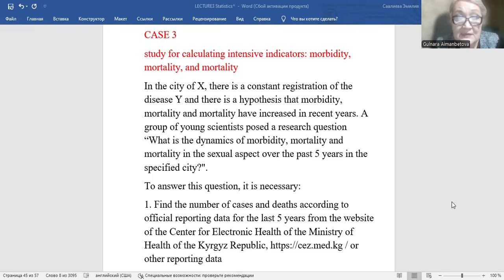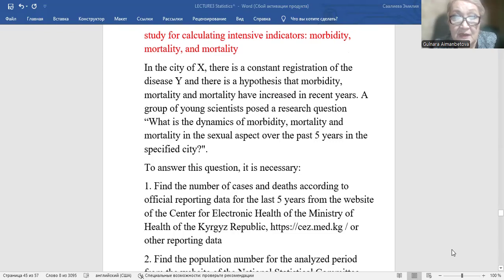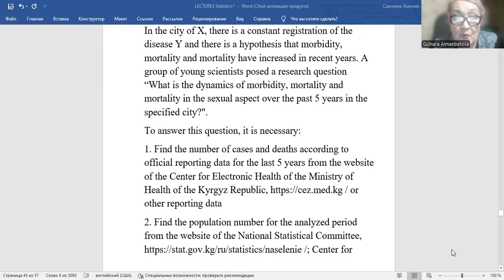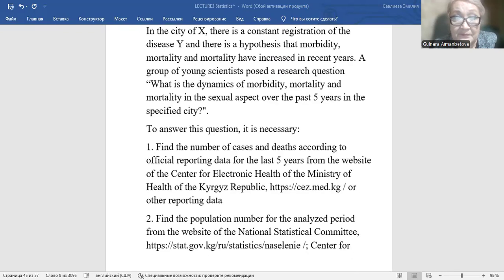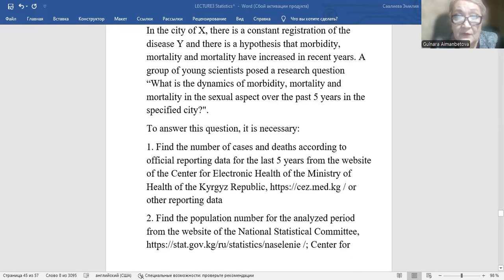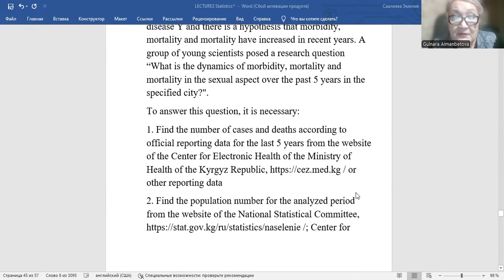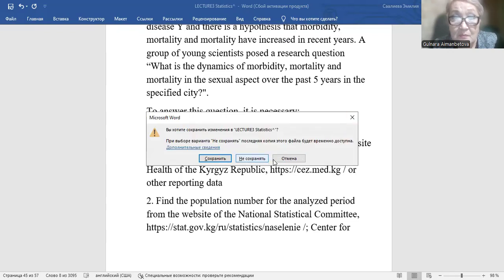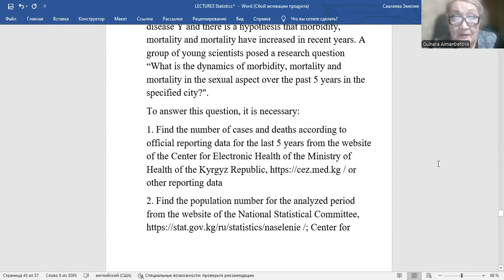To answer this question, it is necessary to find the number of cases and deaths according to the official reporting data for the last 5 years from the website of the Center of Electronic Health of the Ministry of Health of the Kyrgyz Republic. Find the population number for the analysis period from the website of the National Statistical Committee.